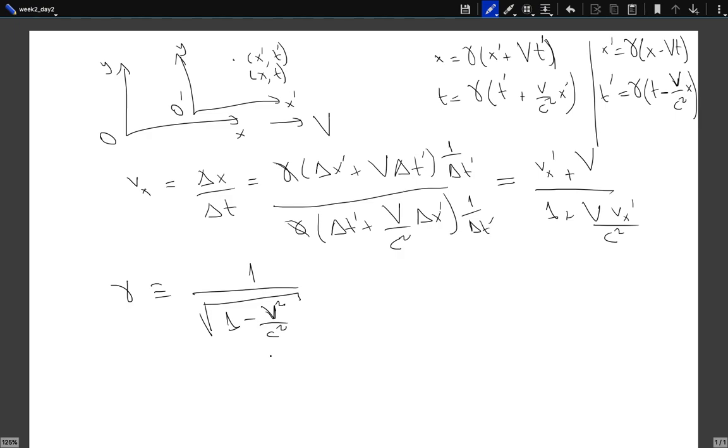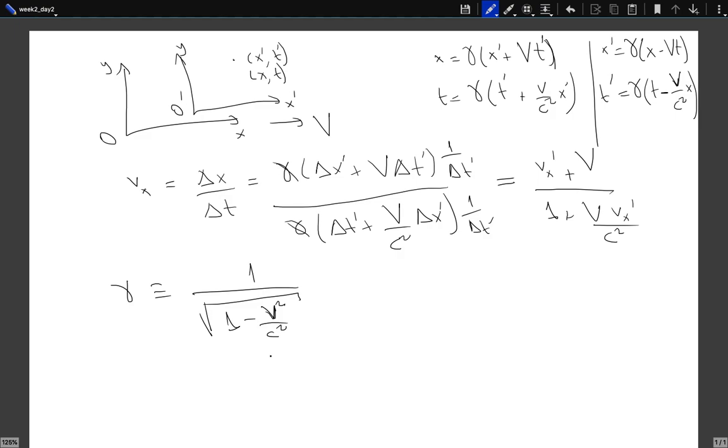Now, of course, when the objects are moving, we have to pay attention to one thing. I need to know the differences in the x-coordinates to determine the length. That's what I'm looking for. I have to determine the coordinates of the beginning and the end of the object at the same time. This will be the crucial difference.